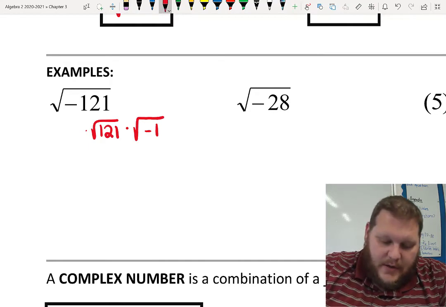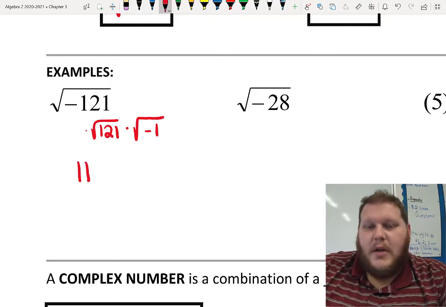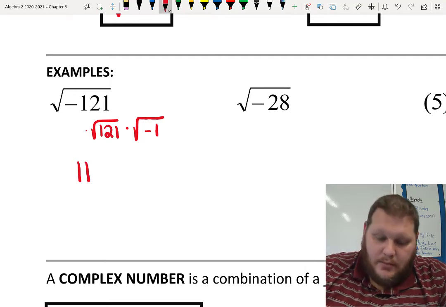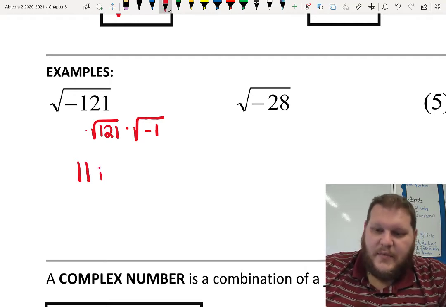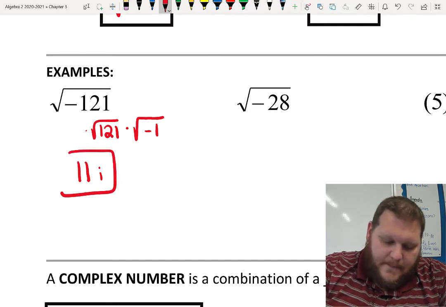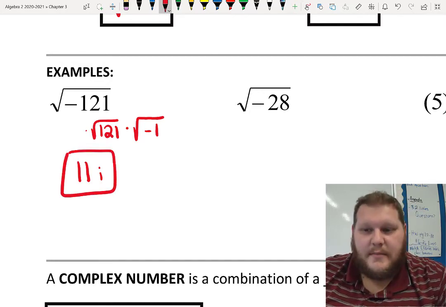I know that the square root of 121 is just 11. We just identified that i represents the square root of negative 1, which means this simplifies down into just 11i.